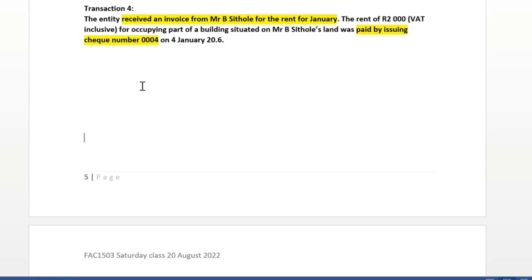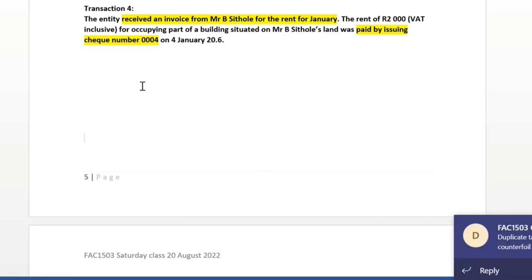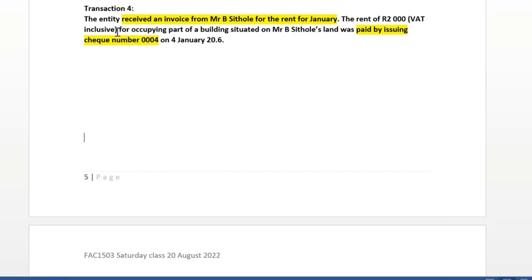Faith is saying original cash invoice and a check counterfoil. Myla M is saying original cash receipts and a check counterfoil. Desiree is saying duplicate tax invoice and a check counterfoil. Both are internal source documents. Guys, let's read the transaction properly. The BS Electrical, which is the entity, received an invoice from Mr. Bisitole for rent for January.